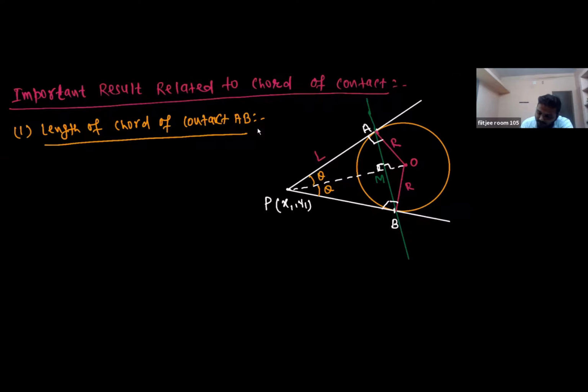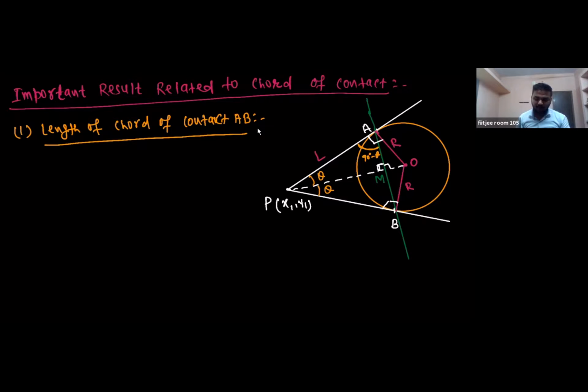This angle is theta. So how much should this other angle be? 90 minus theta, correct? Obviously, if anyone asks, this angle should be 90 minus theta, because 90 and theta. So at least we will get all these angles.